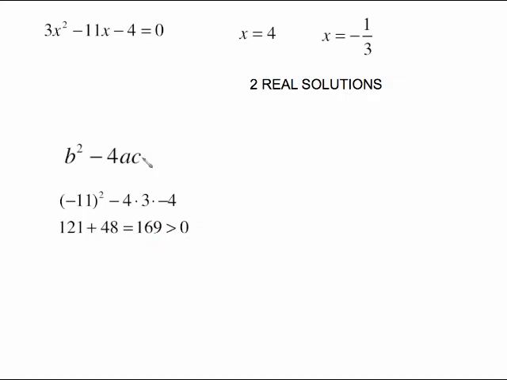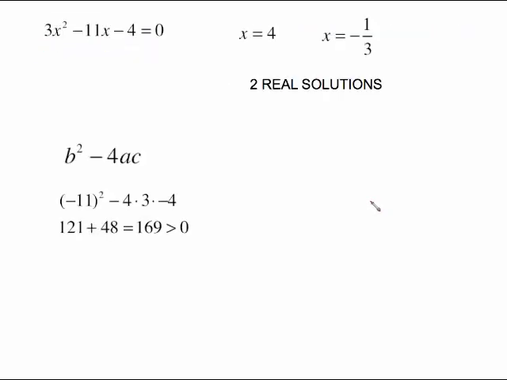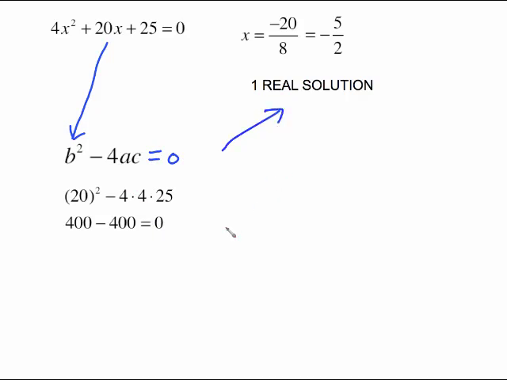That was our rule back here that said if it is greater than 0, then we know we have two real solutions. Another example we did on the quadratic formula video is this problem, which turned out to give us one answer. It is one real solution. Let's verify that by plugging in our a, b, and c. A is 4, b is 20, c is 25. Plug those in, put 20 in for b, put 4 in for a, and 25 in for c, and we end up with 400 minus 400 equals 0. If b squared minus 4ac equals 0, we know we have one real solution.